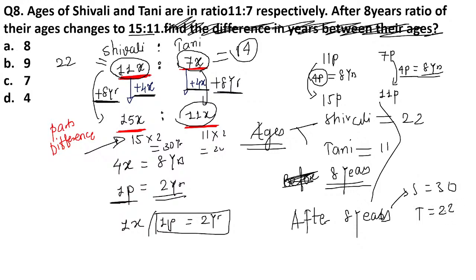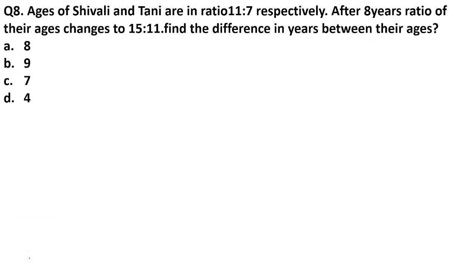Got it? I'll explain once again for the last time because this is an important question where Shivali and Tani's ratio of ages was given 11:7. This is before 8 years. Okay? And their current ages ratio is now 15:11. This thing happened after 8 years. Ratio has changed after 8 years, students.